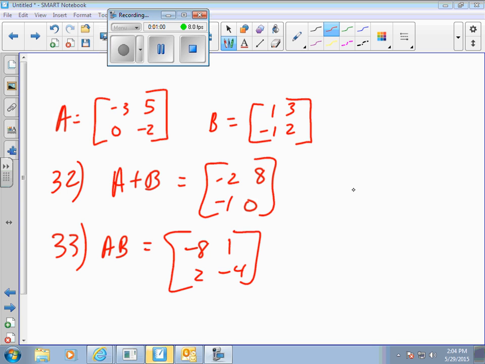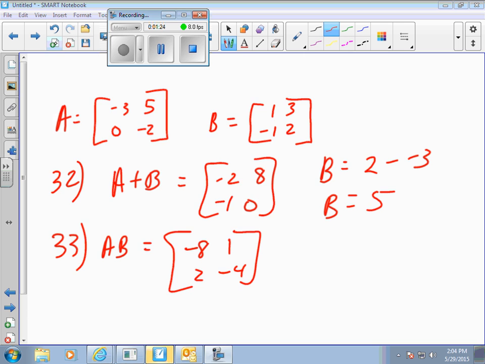And question 34 asked me to find the determinant of B. To find the determinant of B, we need to multiply down the diagonal, and so I get 2. And then we are going to subtract that diagonal, which is -3, so my determinant would be 5.